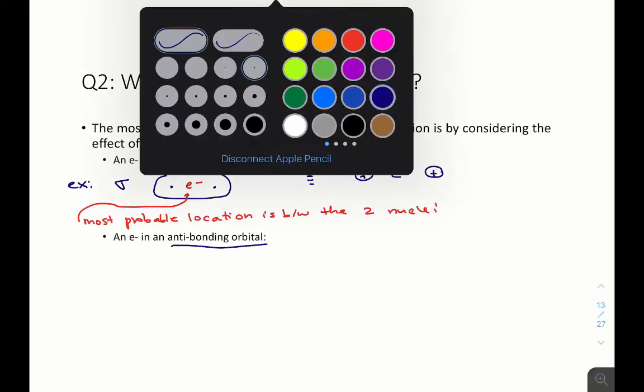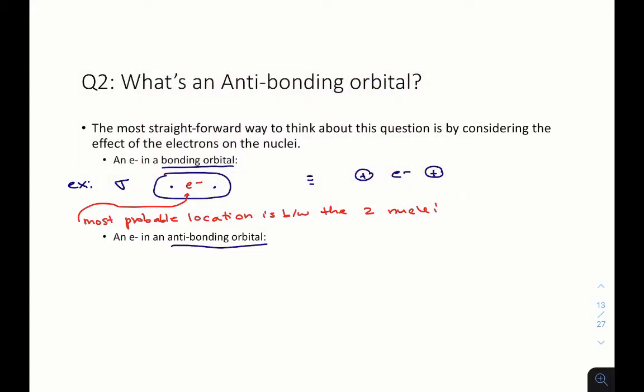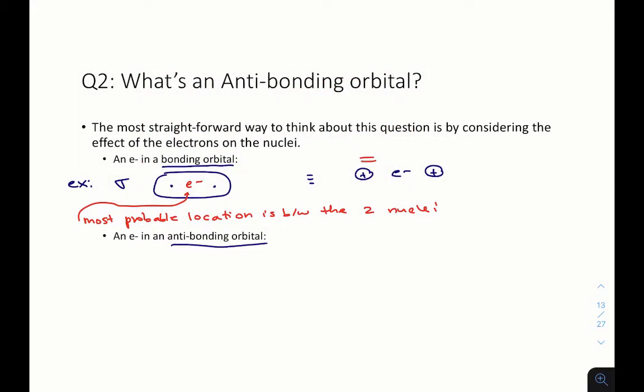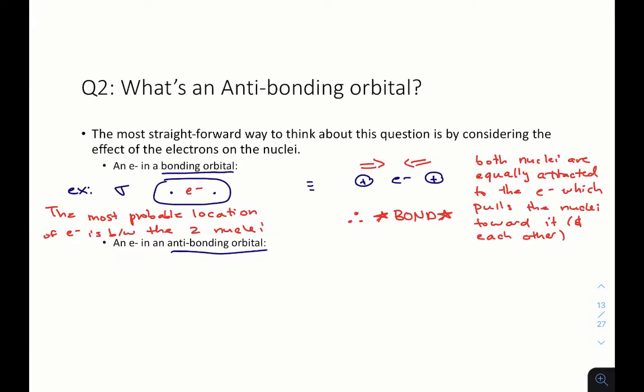Let's consider the electrostatic effects of having the electrons between the two nuclei. The electron will attract each of the nuclei towards it. Well, that sounds just like the definition of a bond. Two atoms held together by shared electrons. So the effect of an electron in a bonding orbital is to pull the atoms together. On the contrary, if we consider the sigma star orbital as an example of an antibonding orbital and ask ourselves, where is the electron most likely to be?